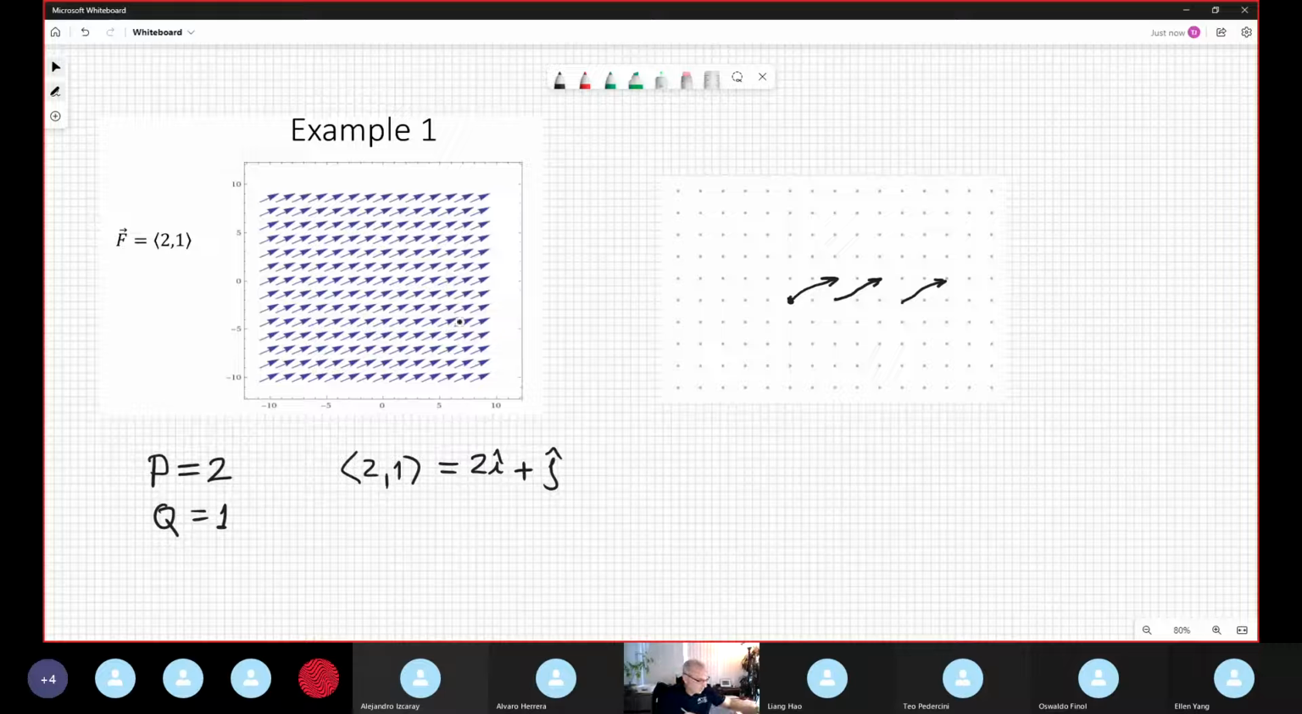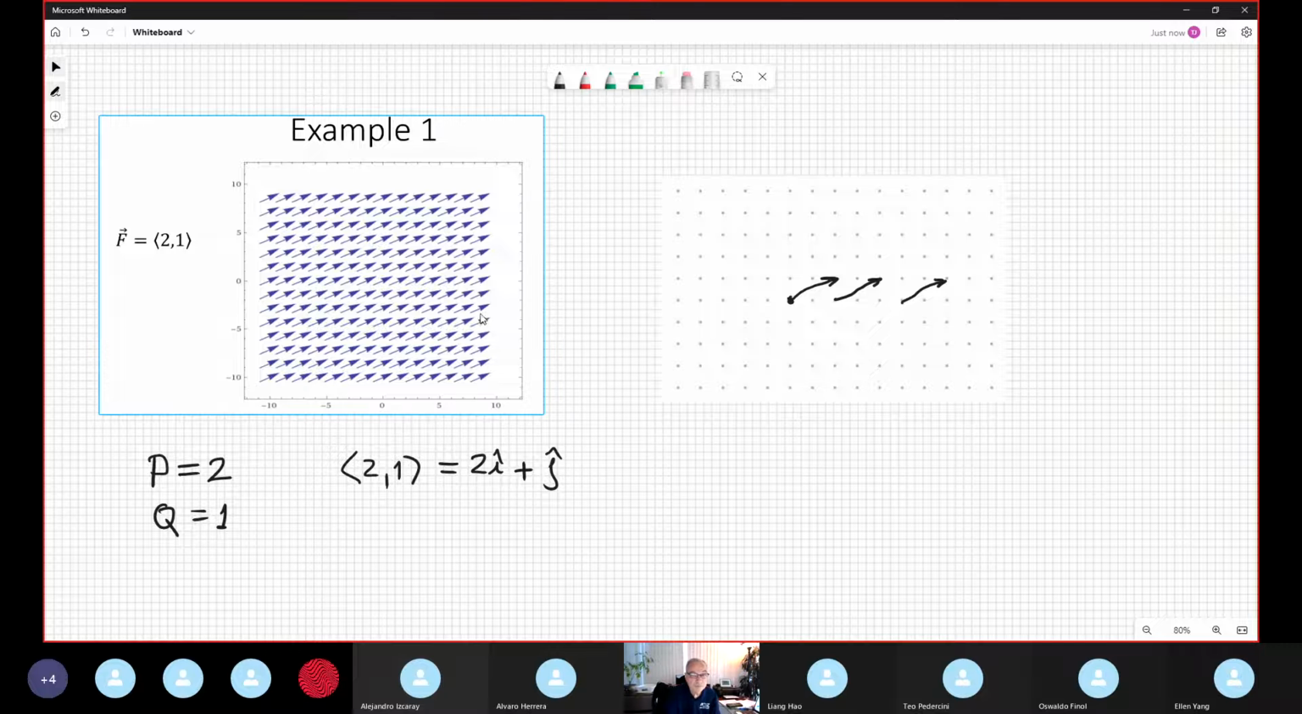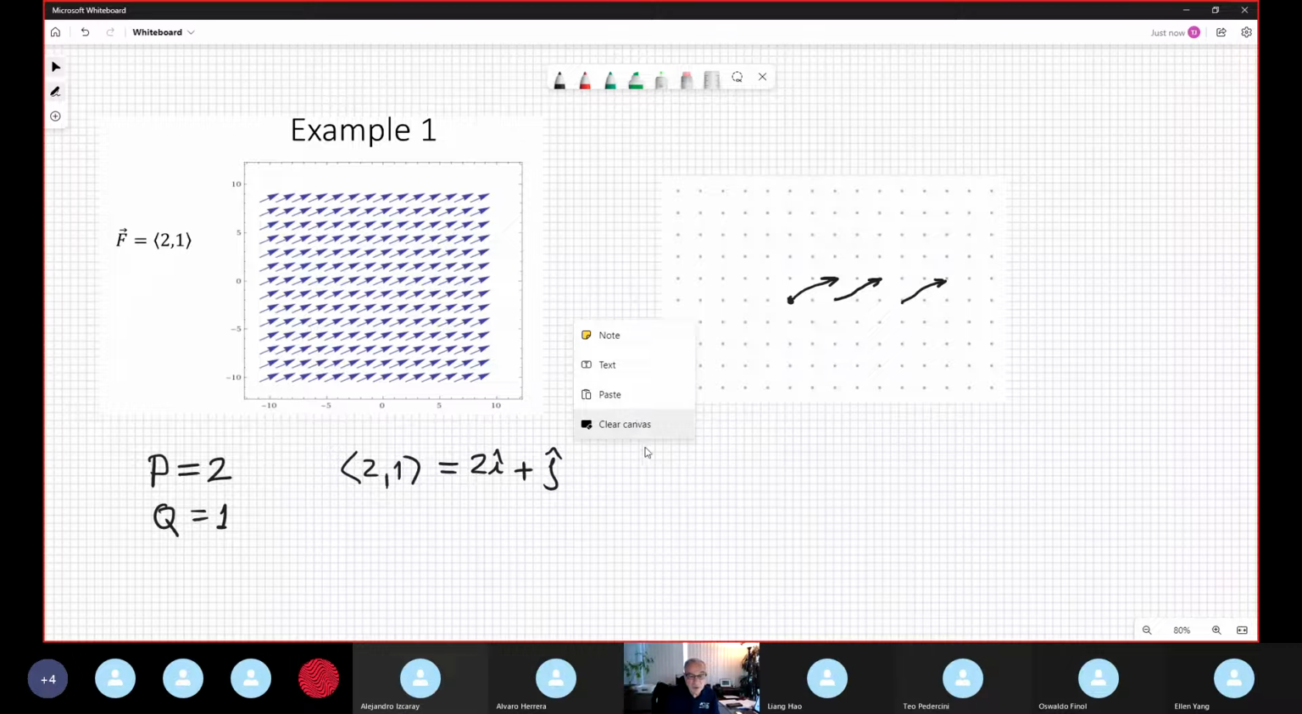Let's do it by curiosity. Another one, a little bit more interesting, because this looks like a little bit of a stupid vector field, but let's do it. For example, another. Well, this is example one, the official example one. Okay.